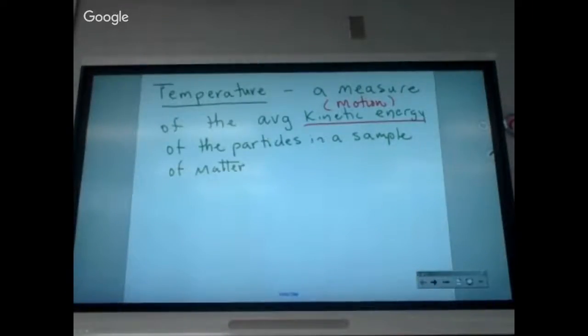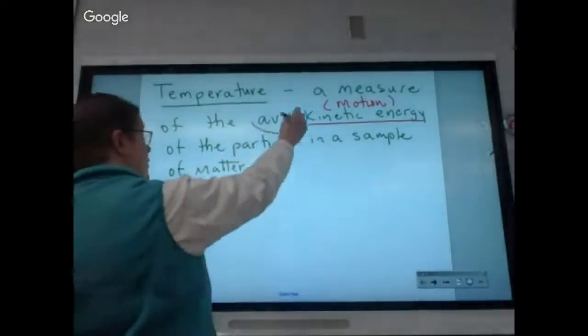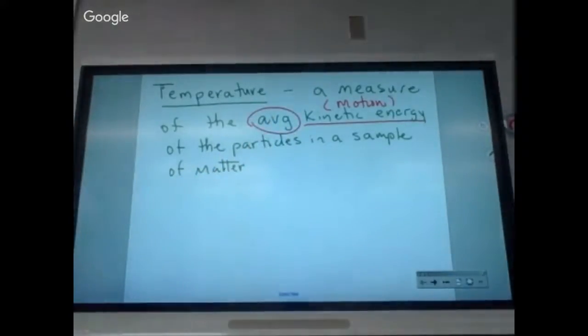So, in order for an object to have a temperature, the particles have to be moving. Now, temperature is based on the average motion of the particles. That word average is what makes temperature and heat different, okay? Right there is the key to the definition.